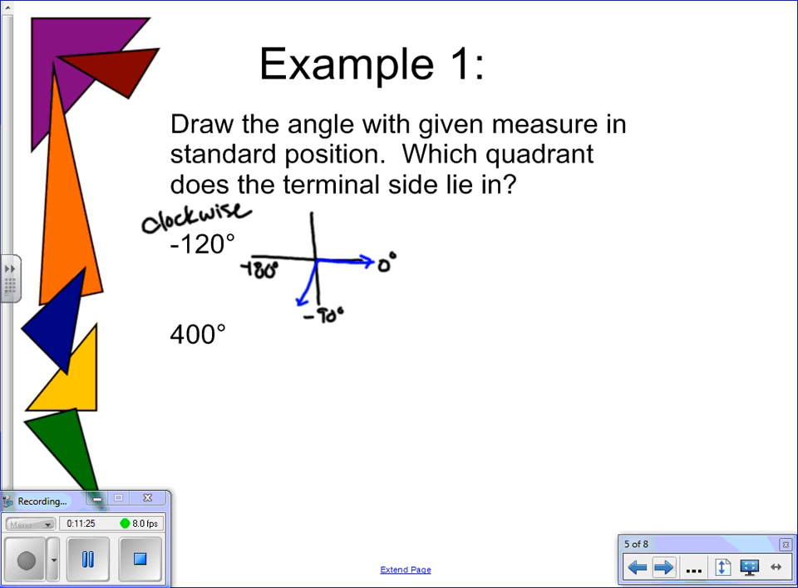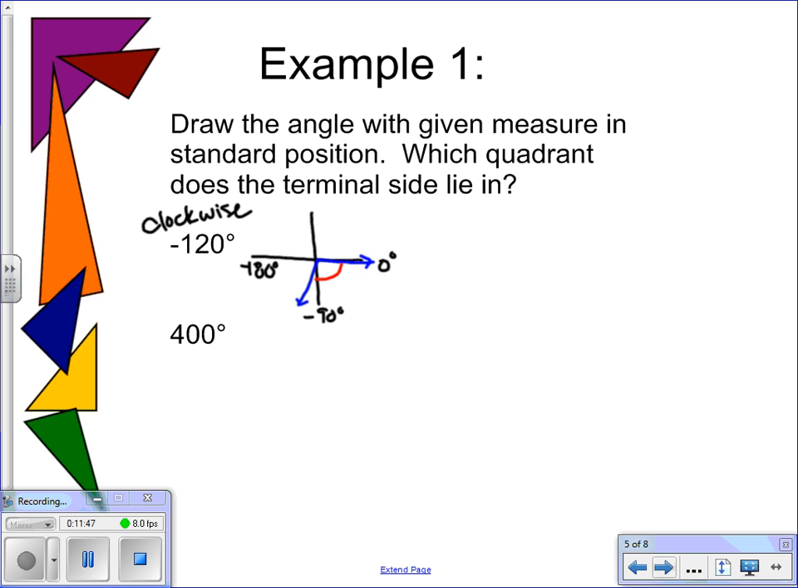I've got my vertex at the origin. I have initial side on the positive x-axis. I've got my terminal side in quadrant 3 representing negative 120. The only other thing I need to add is that little arc that tells me what direction you open. And it's okay that yours are not color-coded like mine. I color code mine, but that's all right that yours is all in the same color.